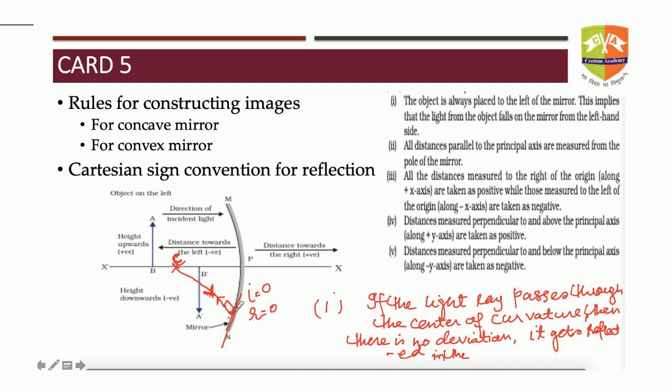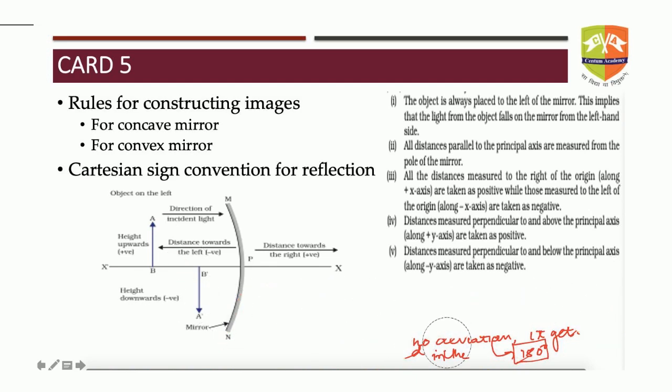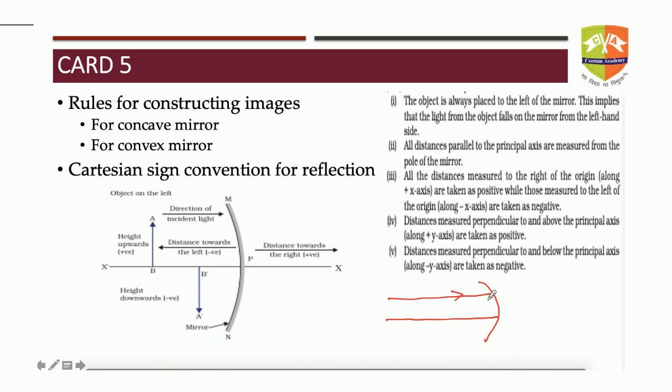There is another way to define it. If I am keeping an object on the left hand side and the incident ray would be falling like this, you can always say that the distances measured in the direction of the incident ray are positive, and opposite to it are negative.